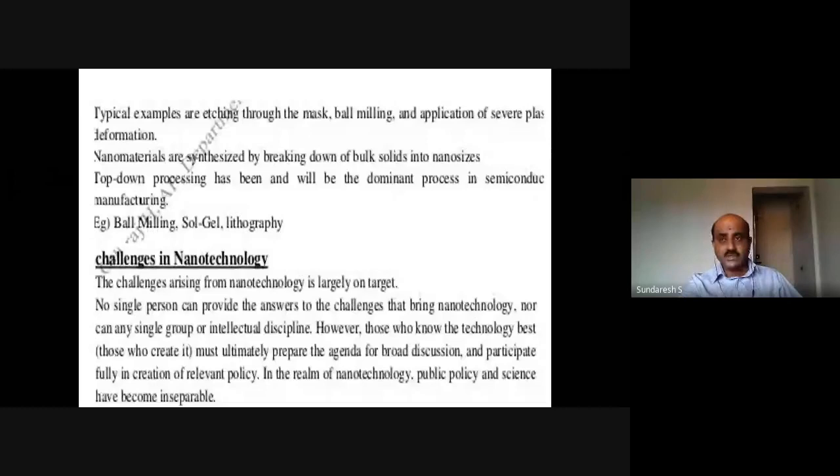See how you make this in the top-down approaches. The materials are obtained by breaking down the bulk solids into nanocells. So it means it is a material removal process like this, just opposite to the bottom-up approach. The top-down processing has been and will be the dominant process in semiconductor manufacturing. So we use this method, and the different methods we can use in the top-down approaches are ball milling, sol-gel method, and this is how we can get the top-down approach.